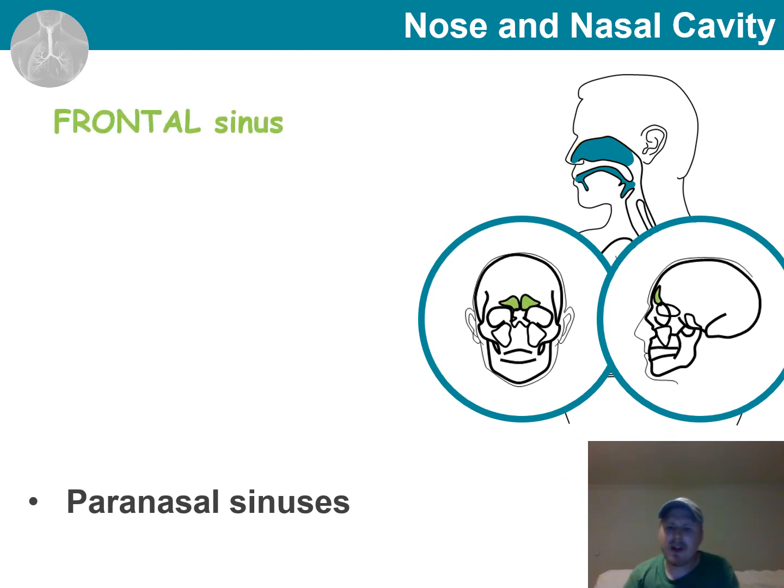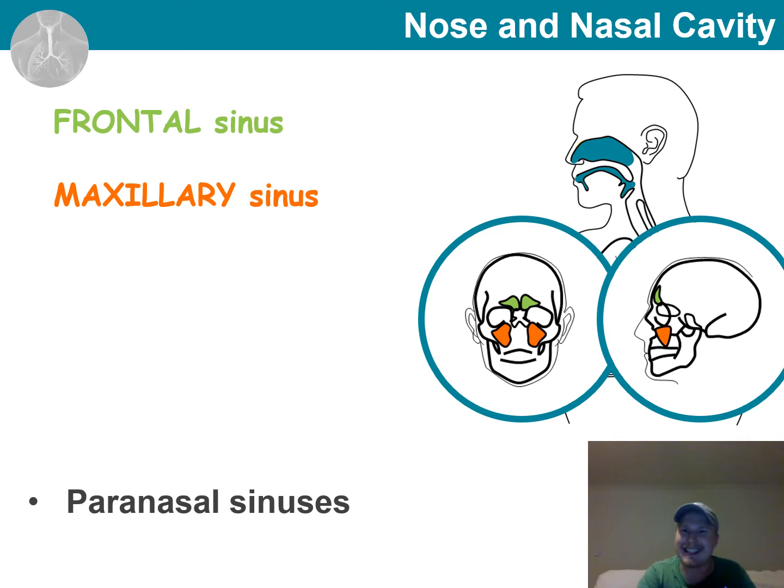So the first one that we will have a look at is the frontal sinus. These are located on both sides within the frontal bones of the skull. Then we have our maxillary sinus within the maxillary bones, and again on both sides. Sphenoid sinus is a single sinus within the sphenoid bone. It is further back and therefore more inside the skull.